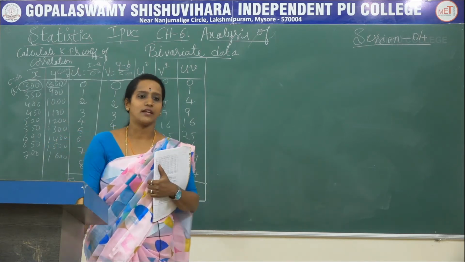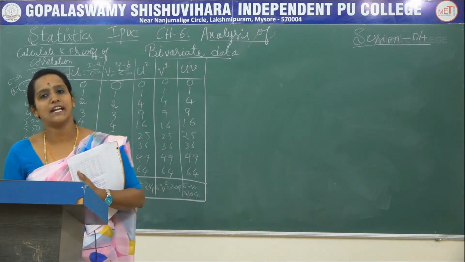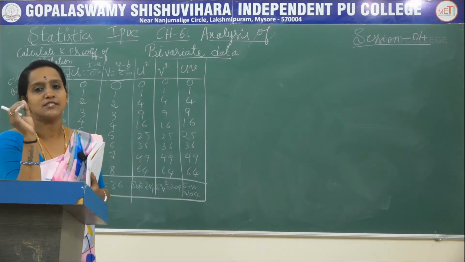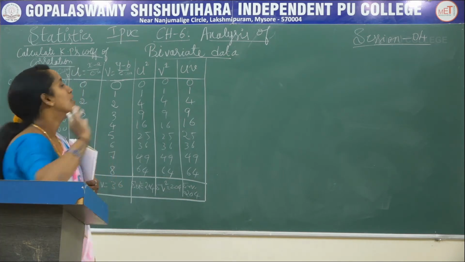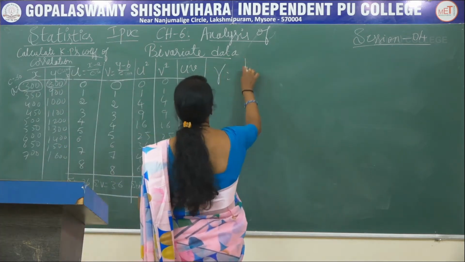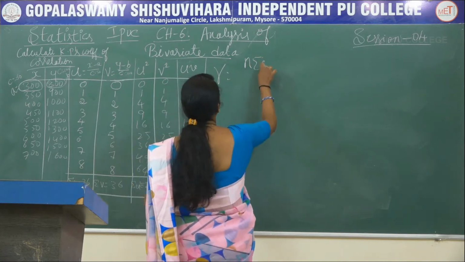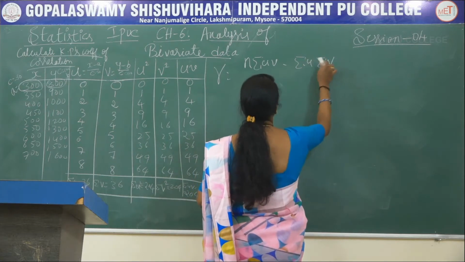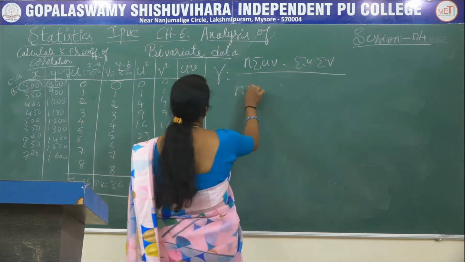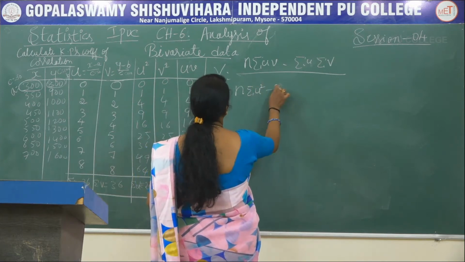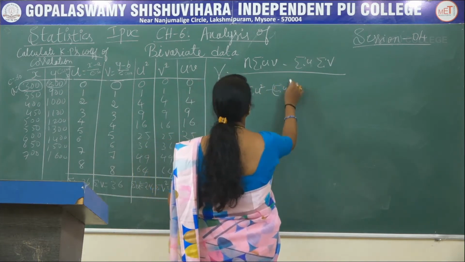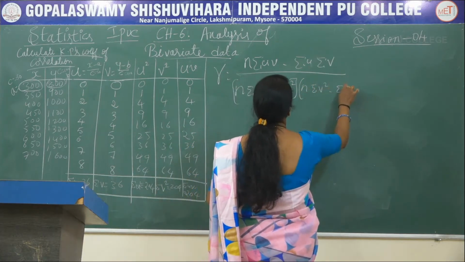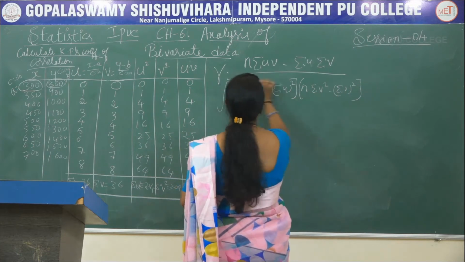Now the trick is in writing the formula. Instead of x and y, here we just replace with u and v in the same formula, that is the correlation coefficient r is equal to n times summation of uv minus summation of u into summation of v, divided by the square root of n into summation of u square minus summation u whole square, into n into summation of v square minus summation v whole square.